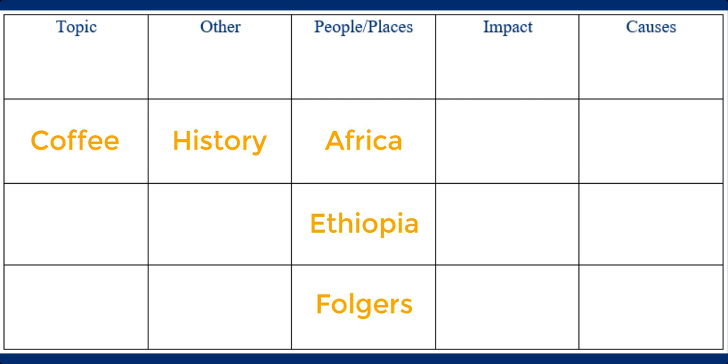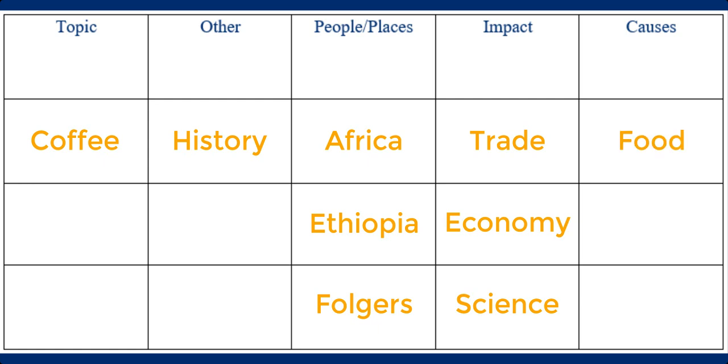Impact. Coffee in its history has impacted trade, the economy, science. There's all kinds of research into caffeine and the effects of coffee on the body. Causes. I'm going to put food in this category because that's what caused coffee to spread. It was something we could eat, something we could make a drink out of. So this list is actually a list of keywords that are related to our research topic, the history of coffee.